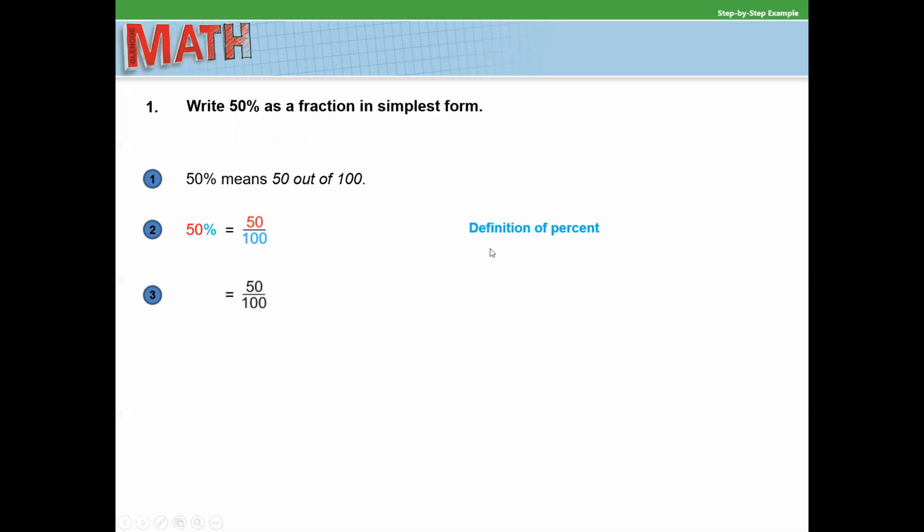Definition of percent: 50 parts per 100. Simplify, divide by the greatest common factor. This time it was 50, and we simplify down to 1 over 2, or 1/2.